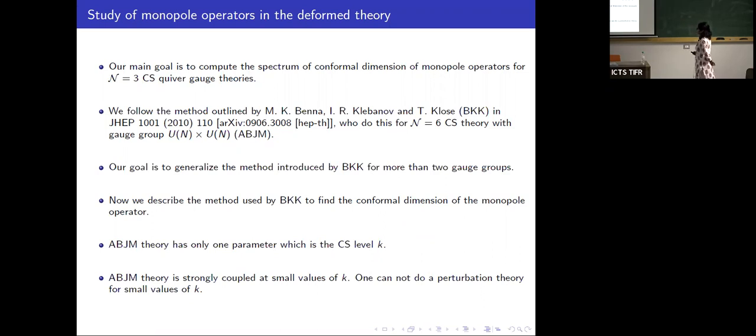Our goal is to generalize the method introduced by BKK to more than two gauge groups. Let me first describe how it is done in BKK. We want to find the spectrum of conformal dimensions of the monopole operators in the theory. The only coupling parameter in ABJM theory is the Chern-Simons level, denoted by small k. But for small values of k, the theory is strongly coupled, so it is difficult to do any computation.